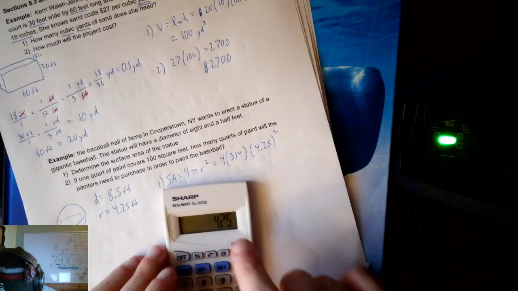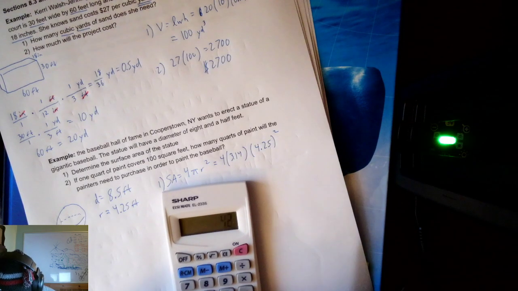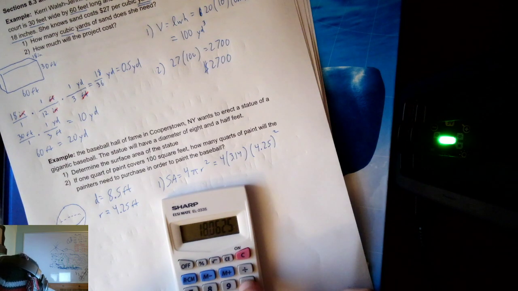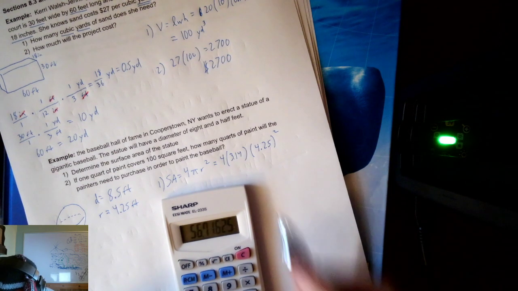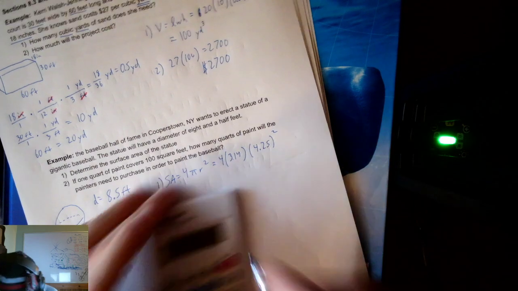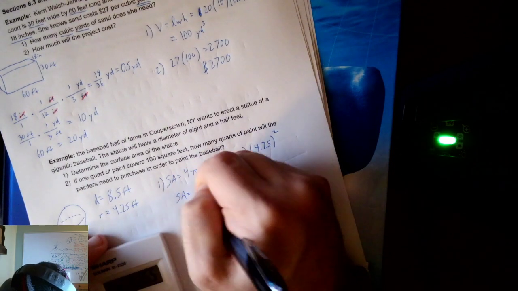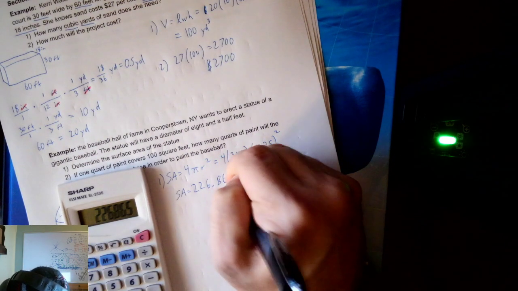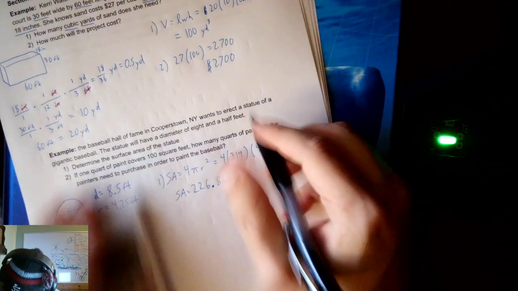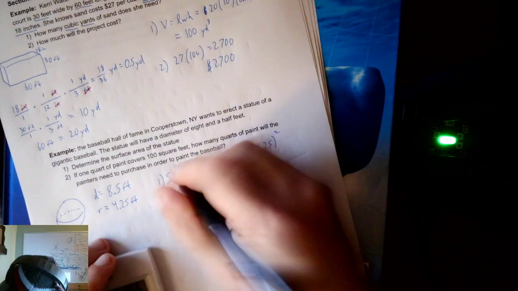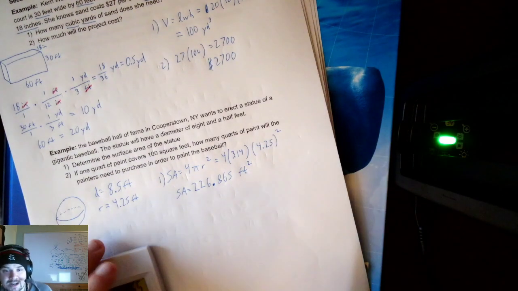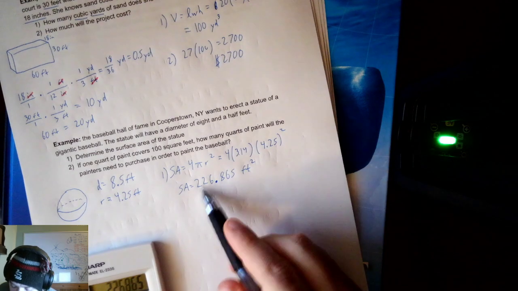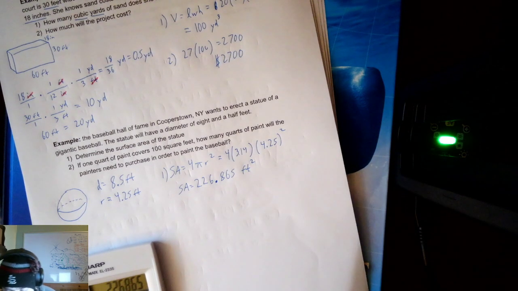Let's see, we got to square first. 4.25 times 4.25 gives me 18.0625. Let's see, I got to multiply that by pi, and then I got to multiply by 4. It gives me the surface area is equal to 226.865, and the measurements were in feet, and it's going to be square feet because it's surface area, right? Surface area is always squared. So the surface area of my statue is 226.865 feet squared.